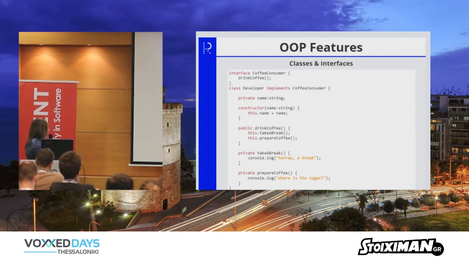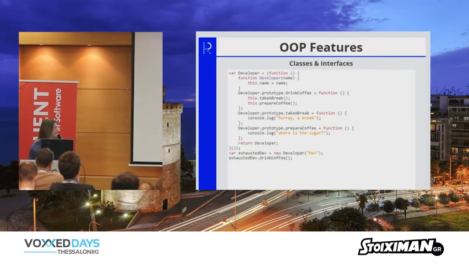Okay, if we run this code and transpile it into an ES5 specification, we will get something like this. As you can see, the interface is gone, since there's no notion of an interface in the ES5 specification, and our class has been transpiled into a function.